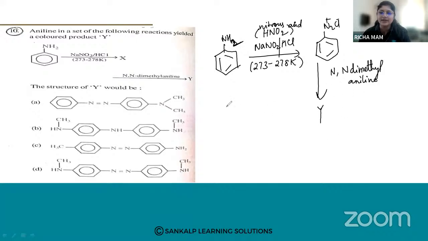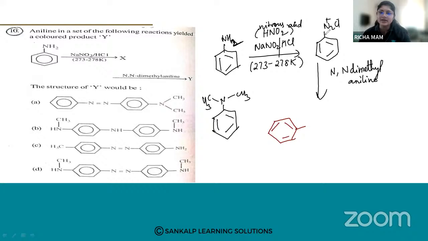You are going to treat it with N,N-dimethylaniline. Now, how is the structure of N,N-dimethylaniline? So benzene with N, then CH3, CH3. So this is your N. At the N,N position, you have dimethyl aniline. Now, what product are you going to get? Just see.